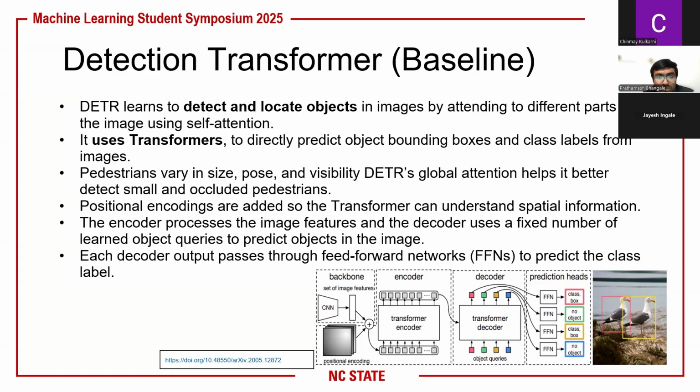The decoder works with a fixed set of learned object queries, predicting bounding boxes and class labels directly. Positional encodings help the transformer understand spatial relationships within the image. Finally, the decoder output is passed through a feed-forward network to produce the final predictions. This approach simplifies object detection while boosting the robustness of the model.